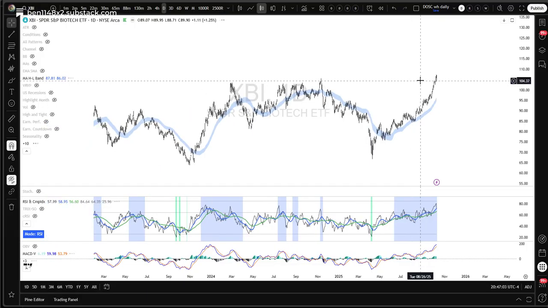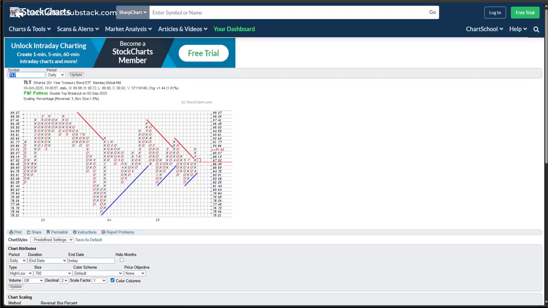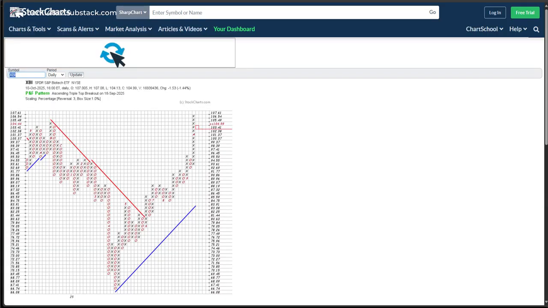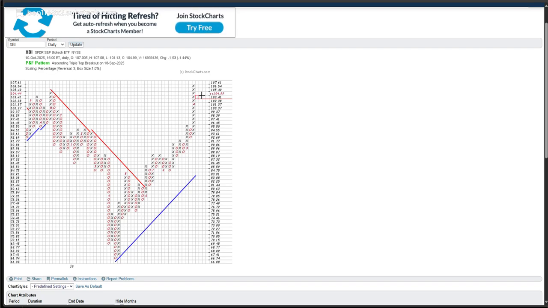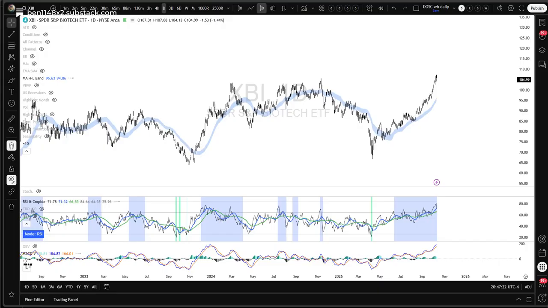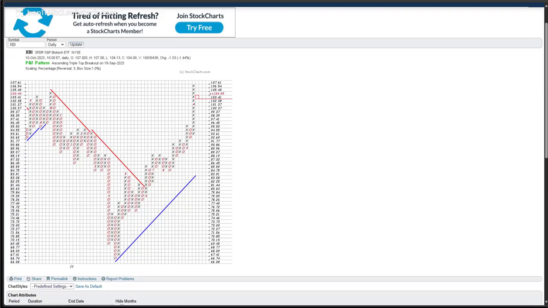Biotechs have broken out of a triple top. Let's take a look at the point and figure. So you've got an ascending triple top breakout on the point and figure. We would need to see these... Let's see. So we closed at 105. We would need to see these probably fall below 100, 101 to 100, before I felt like we were in danger of a reversal, a failed breakout.